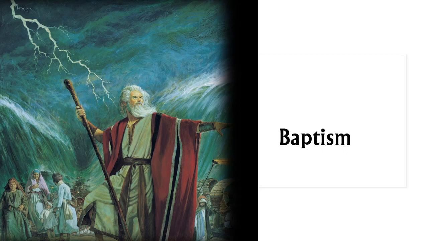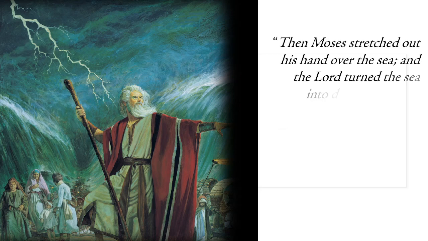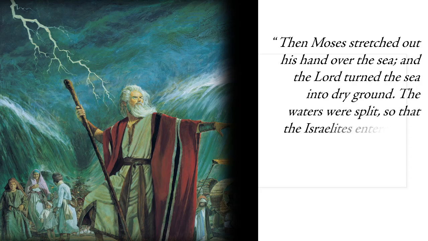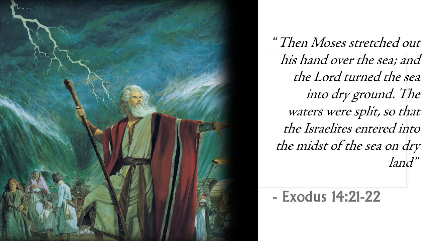All right, Exodus chapter 14, we read, "Then Moses stretched out his hands over the sea, and the Lord turned the sea into dry ground. The waters were split so that the Israelites entered into the midst of the sea on dry land." So they were saved by going through this water.